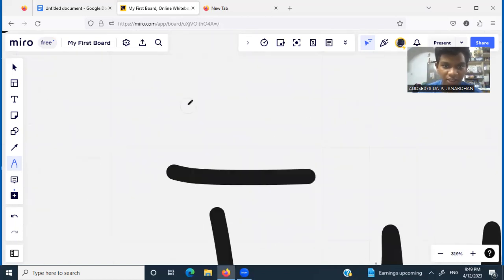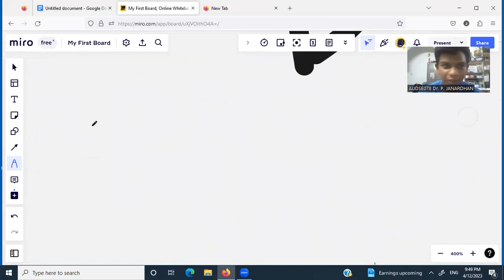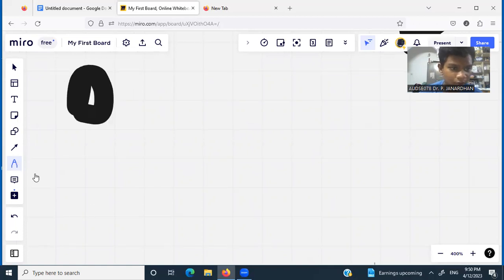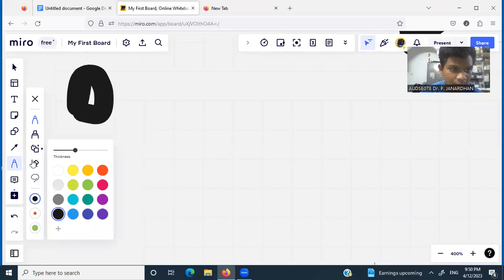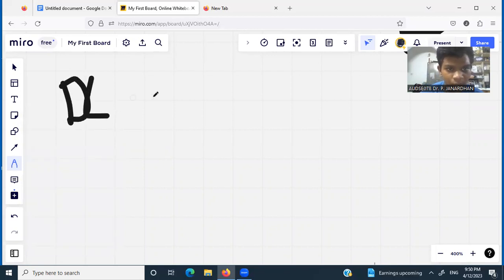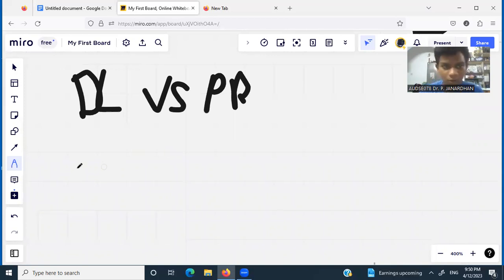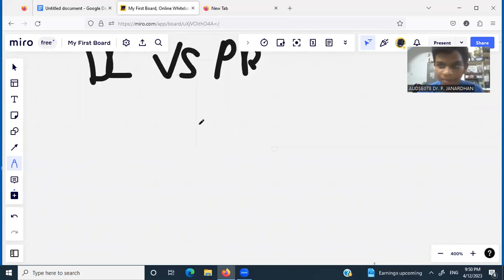Let's just take a use case. I'll just zoom in. This is a very good tool for teaching. So yeah, first, let's discuss the differences between deep learning versus programming. Let's reduce the size. Good. I can't write the whole sentence, so we are going to discuss deep learning versus programming, just a formal title there.